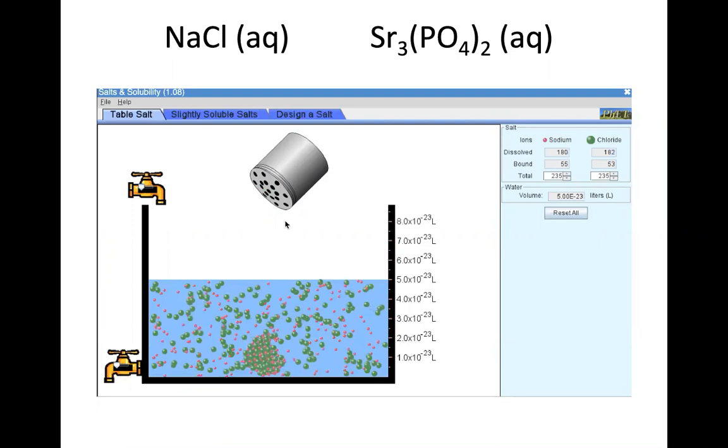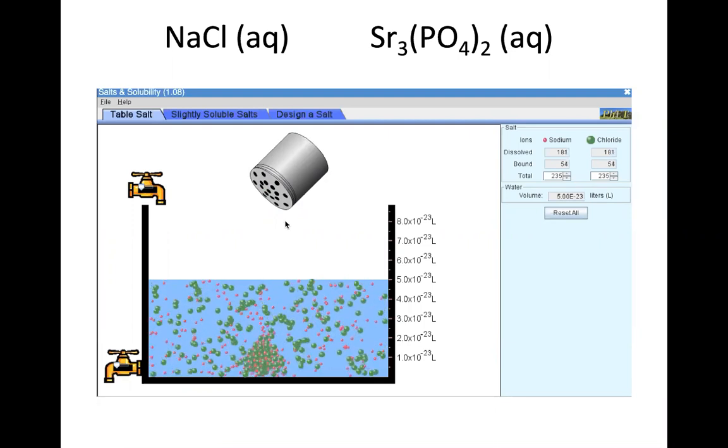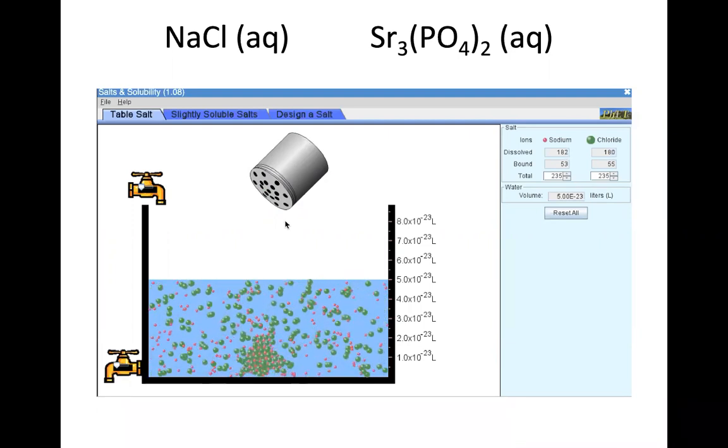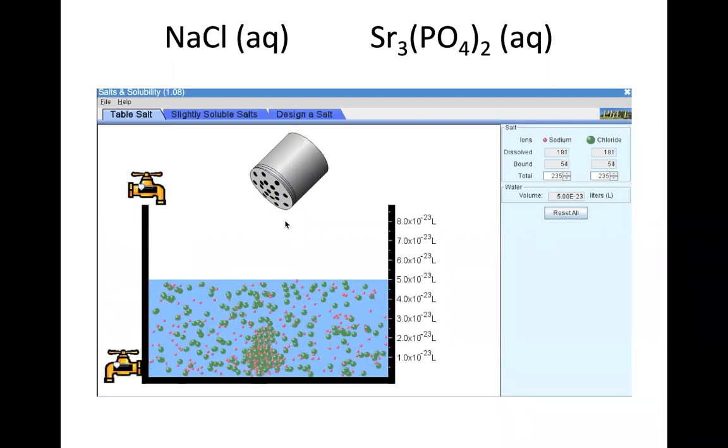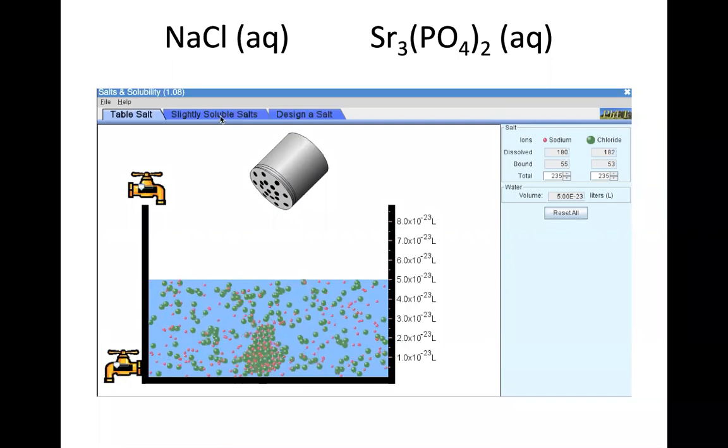This is a great description of equilibrium. This back and forth is what makes what's called a saturated solution. We've maximized the amount of sodium chloride that can dissolve in the water.